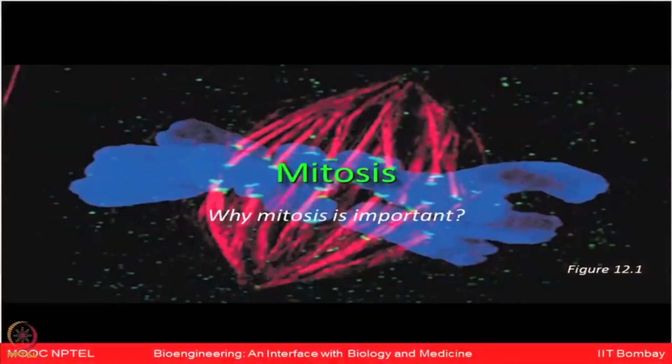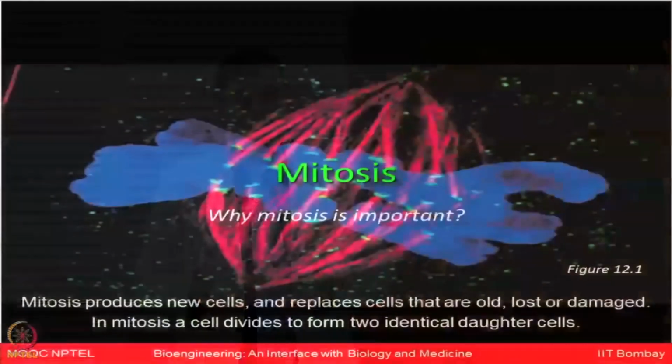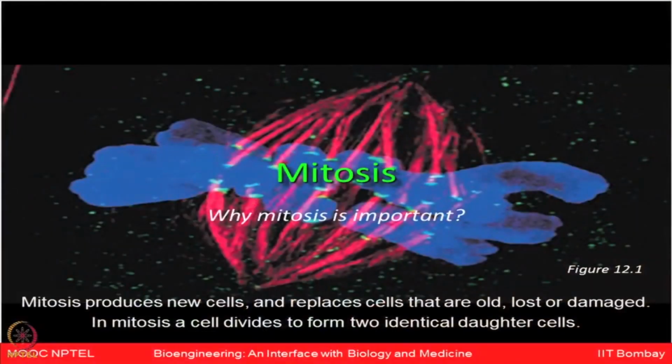Let us first start discussing mitosis and why mitosis is so important. So, think about all our growth requirements. Many times old cells get replaced, old cells get replenished, the damaged cells have to be repaired and new cells have to be produced. All this only happens because of the process of mitosis, which is the process in which the cell divides to form 2 identical daughter cells.